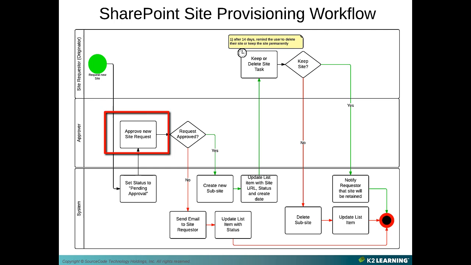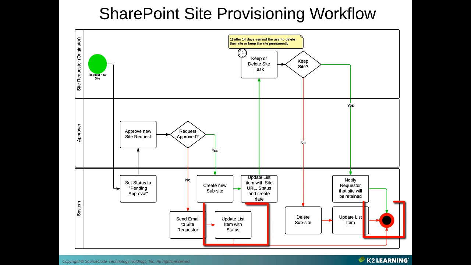From there, the workflow will assign a user task to a designated individual to either approve the site request or reject it. If this individual actions the request with rejected, then the system will move on to notify the requester with an email message stating that their request has been rejected. From there, the system will update the request item's status to rejected in the SharePoint list and end the workflow.